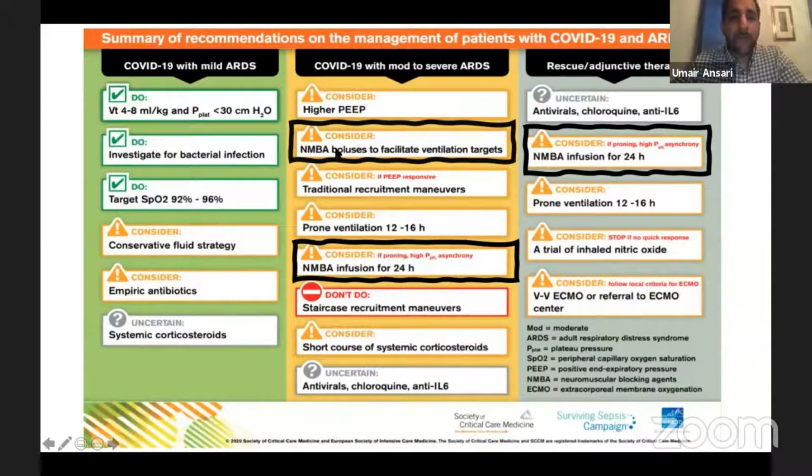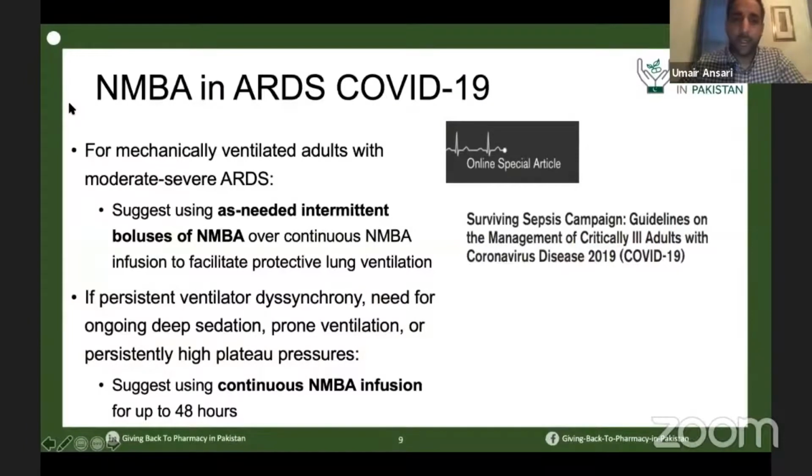However, just going down the line, if boluses aren't working, they've tried the higher PEEP option on the ventilator, they've proned the patient for hours and hours, then they may consider NMBA continuous infusion. And the same thing also for rescue adjunct therapy. As you can see, it is also considered as an infusion if needed. So these recommendations are there if needed. And this is why I was mentioning this is literally a backup plan if we need to use NMBAs.